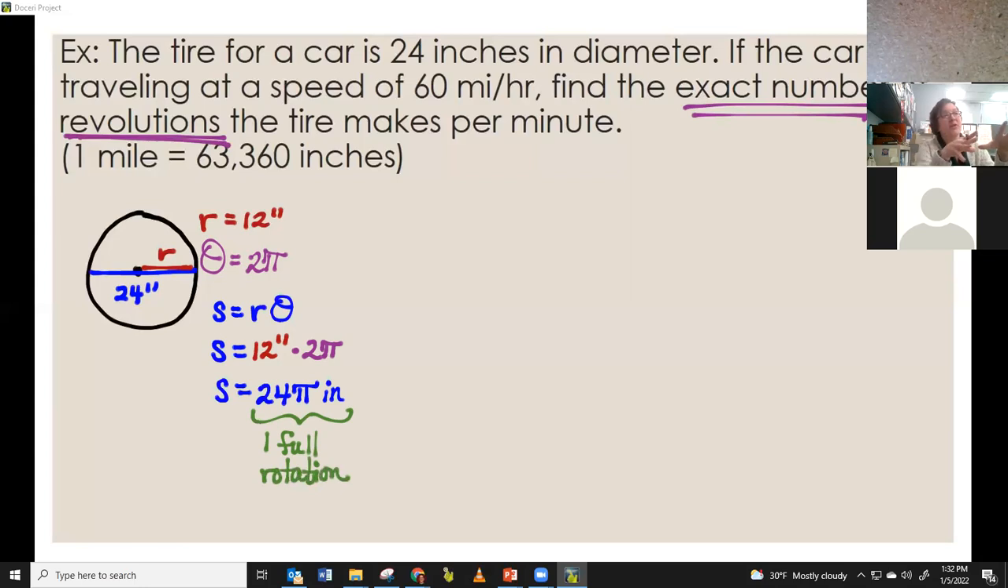I have the speed of the car as 60 miles per hour. And I want to know how many full revolutions it makes per minute. Well, now that I know how many inches are in a full revolution, I can convert that speed into inches per hour and then into inches per minute, and then I can convert it into revolutions.